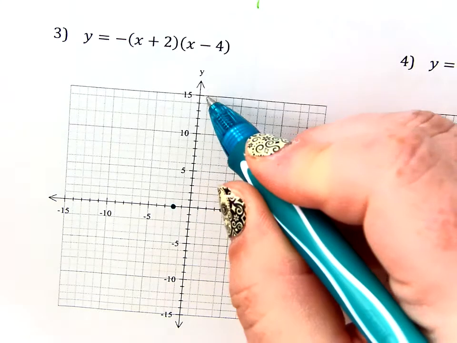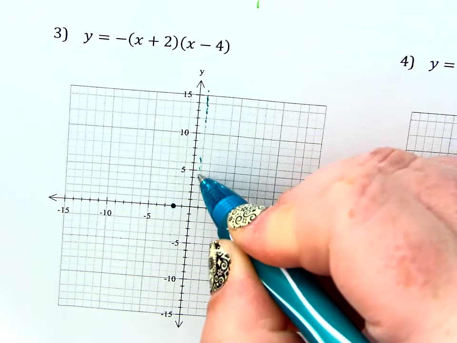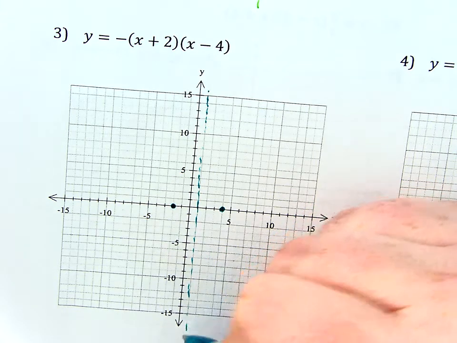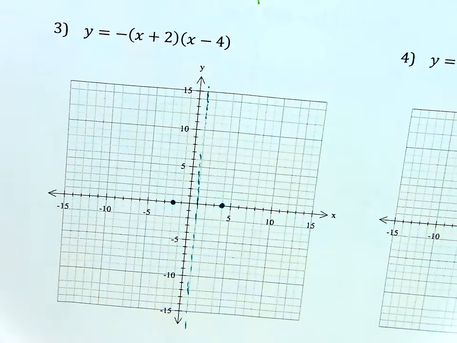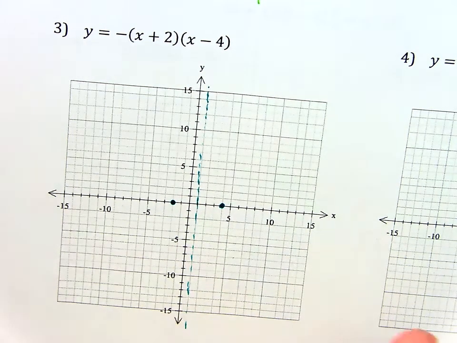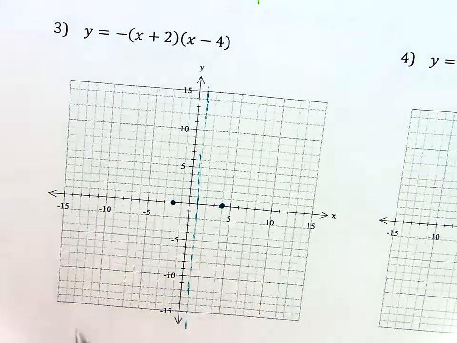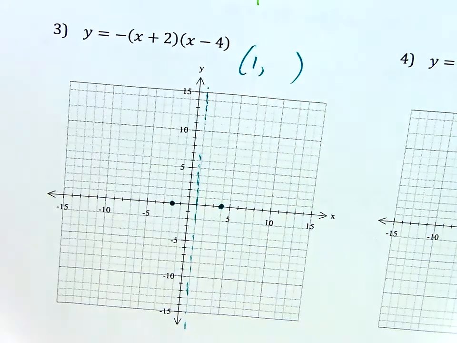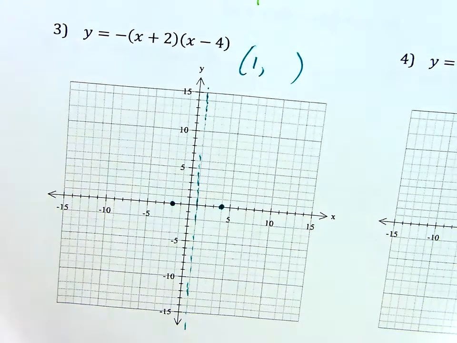If you draw in that axis of symmetry, it should be exactly halfway in between those two. If it's not centered, you've done something wrong. You could literally just count boxes. Now, sometimes it doesn't always land at a nice point. The halfway point could be like 2.5. Okay, sometimes that happens. So, I know my vertex will be at 1 comma whatever. Take 1, plug it back in, and let's all make sure that we get the same answer.